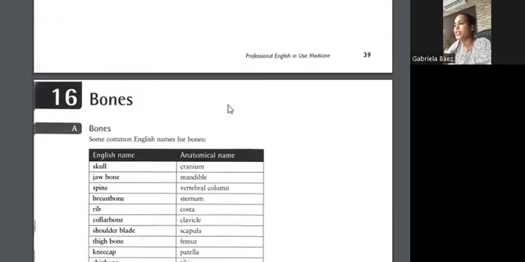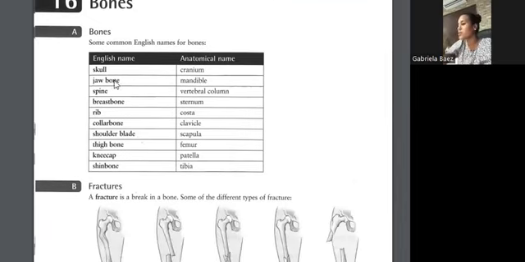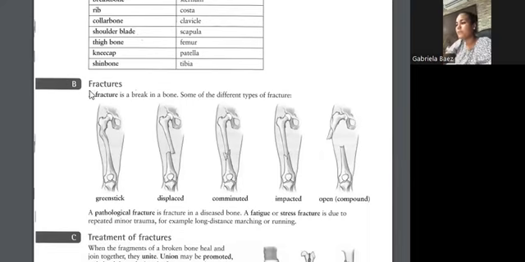Chapter 16, Bones. Some common English names for bones. English name, anatomical name: skull, cranium; jaw bone, mandible; spine, vertebral column; breastbone, sternum; rib, costal; collarbone, clavicle; shoulder blade, scapula; thigh bone, femur; knee cap, patella; shin bone, tibia.